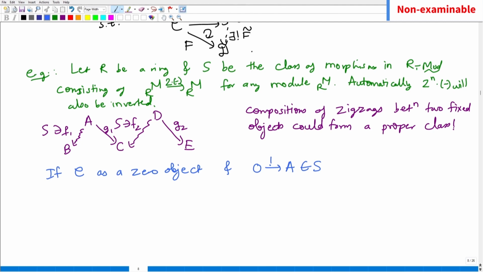A also becomes a zero object, isomorphic to a zero object. So therefore, when you want to localize certain arrows, then you are also killing certain objects. So there are two different ways.